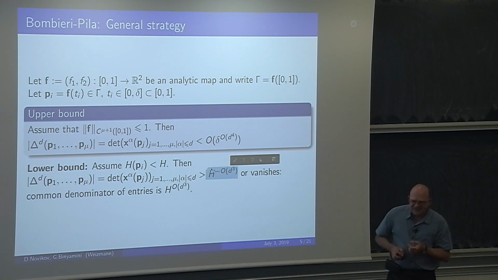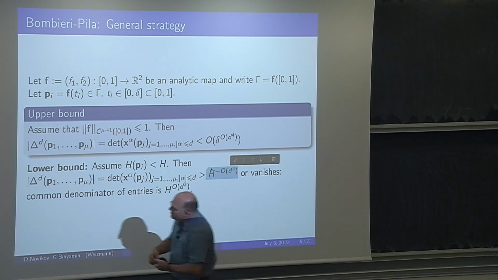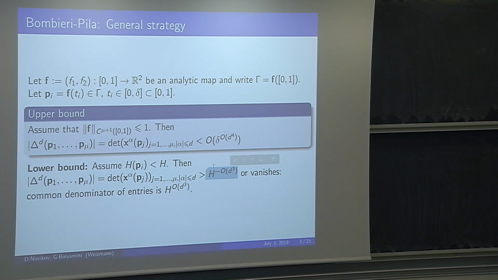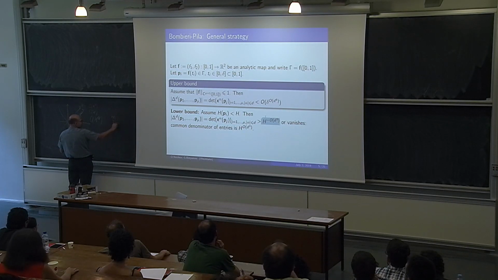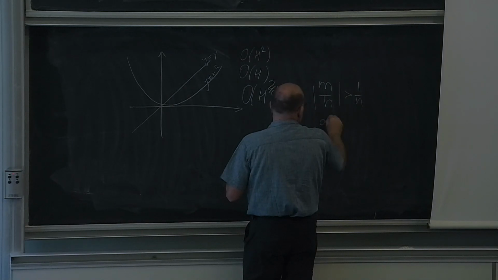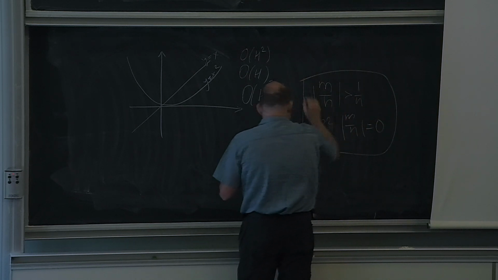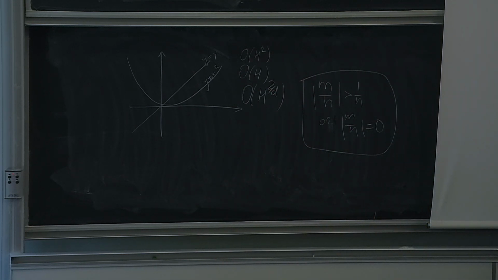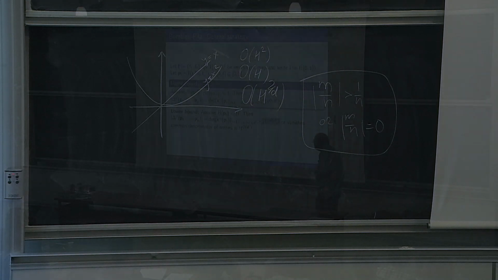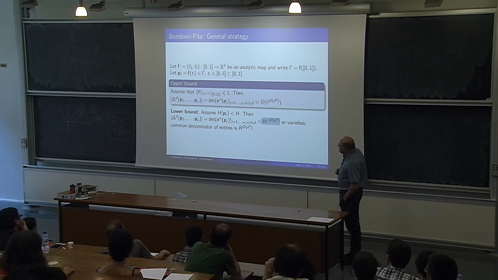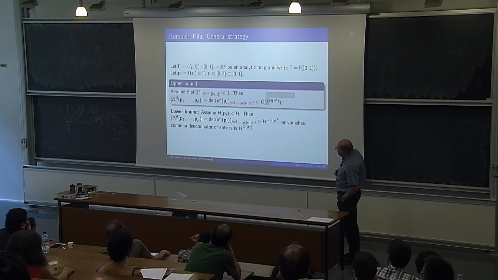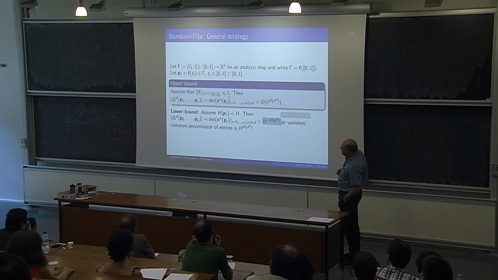number. So if you have a rational number m over n, it is either 0 or bigger than 1 over n. This is the whole idea. So we have these two things, and we compare them together, and what we see is that if delta is sufficiently small, then this upper bound becomes smaller than this lower bound. And this is possible only in the case when this interpolation determinant vanishes.